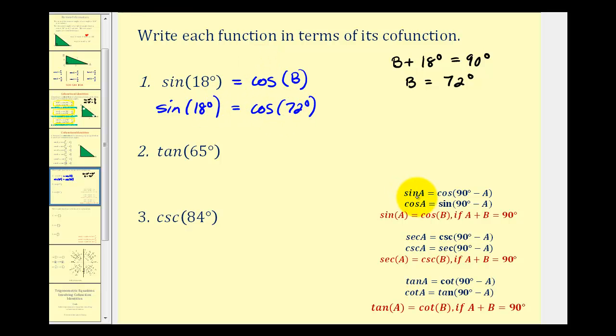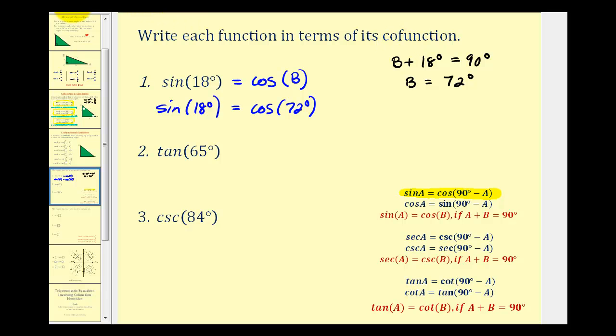Now notice we could have used this identity here and just replaced A with 18 degrees, giving us 72 degrees as well. But I prefer to approach it this way to emphasize that these two angles must be complementary, or have a sum of 90 degrees.